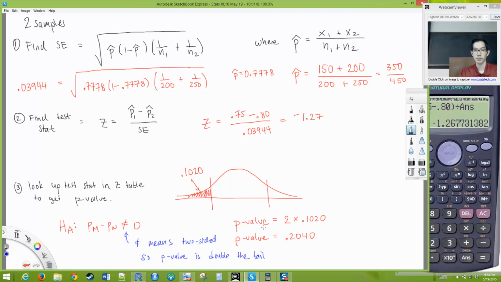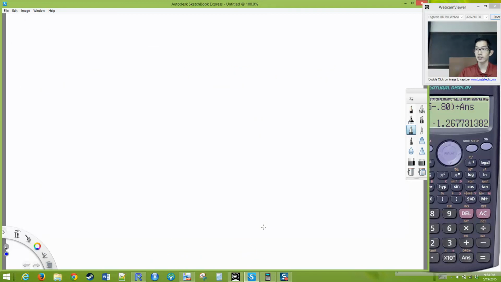I'm going to go to the next slide. Hold on. Okay, so my p-value ended up being 0.2040. Let's assume alpha was 0.05. So what is the conclusion I make? My p-value is bigger or smaller than alpha? It's bigger than alpha. So we reject or do not reject? Don't say accept. We do not reject.